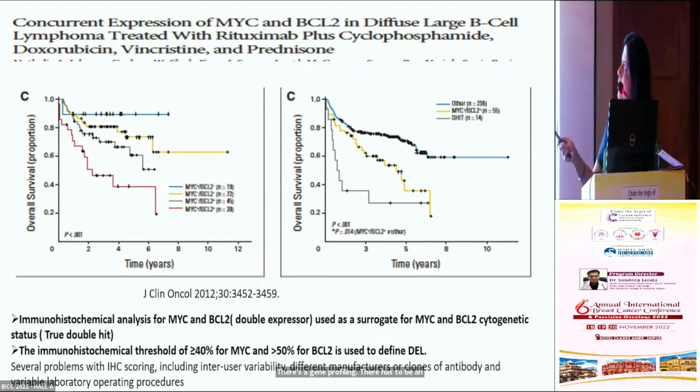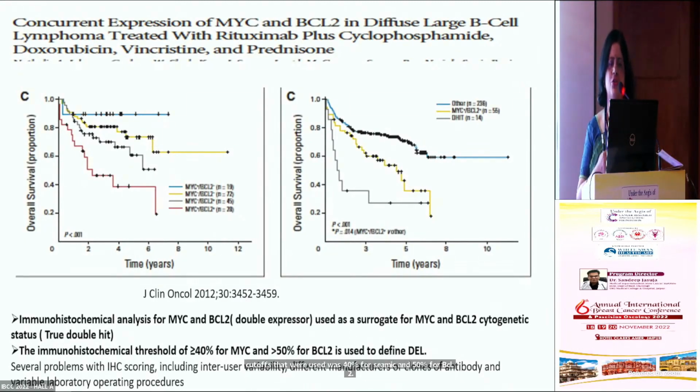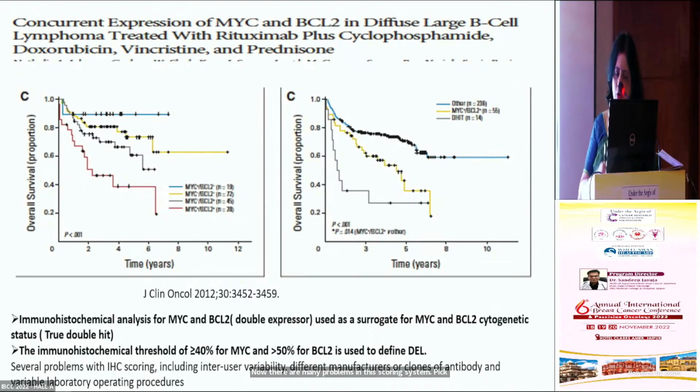So the IHC algorithm by CMYC and BCL2 IHC, that came in this paper, and it said that it also was a predictor. And tumors that expressed MYC and BCL2 by IHC were now called double expressors. And the cutoffs that were used were 40% for CMYC and 50% for BCL2. Now, there are many problems in this scoring system, right from the variation in the clone of antibody used to the percentage cutoff used. But nevertheless, it's a cheaper version.